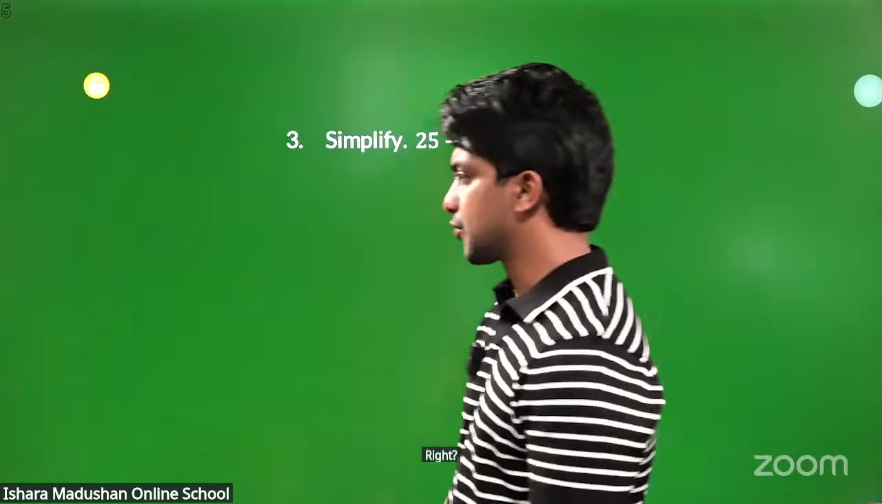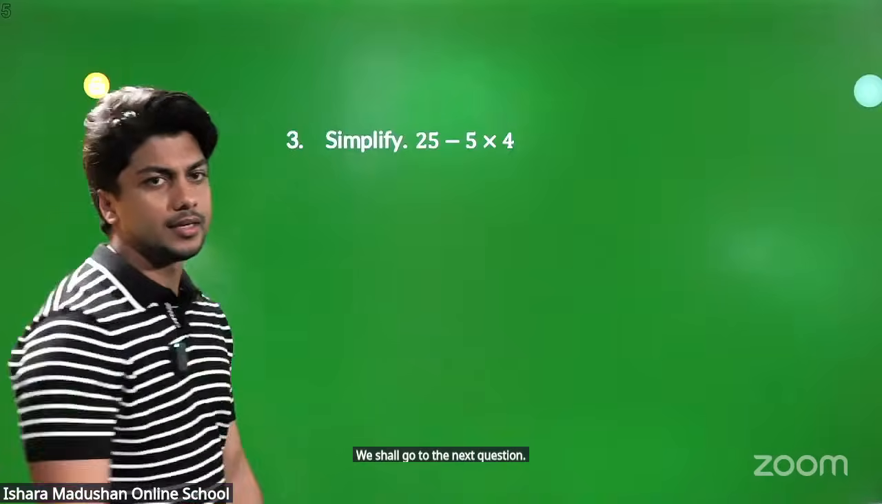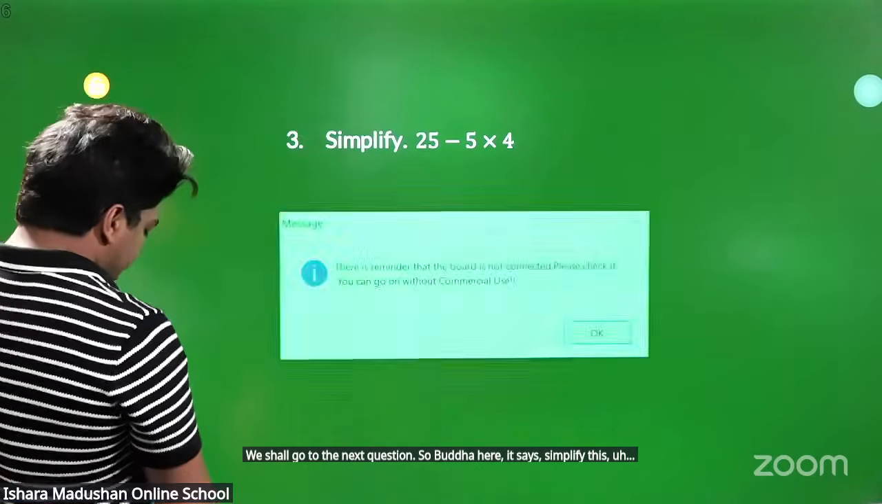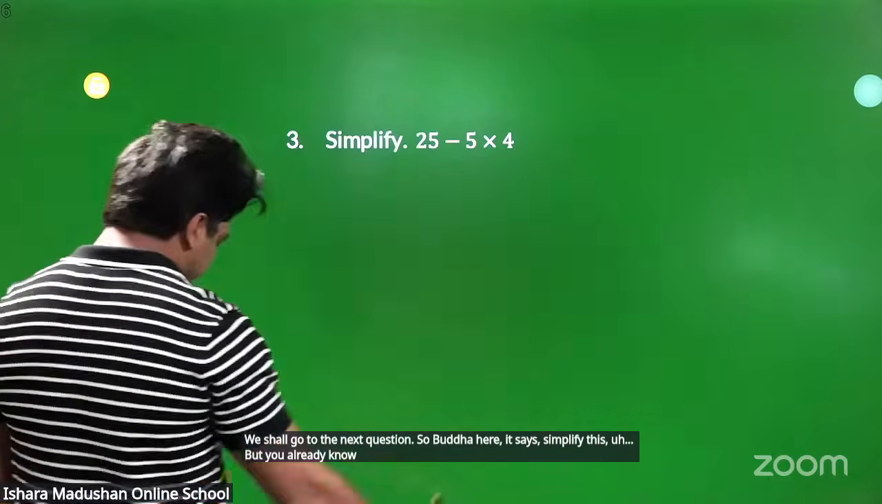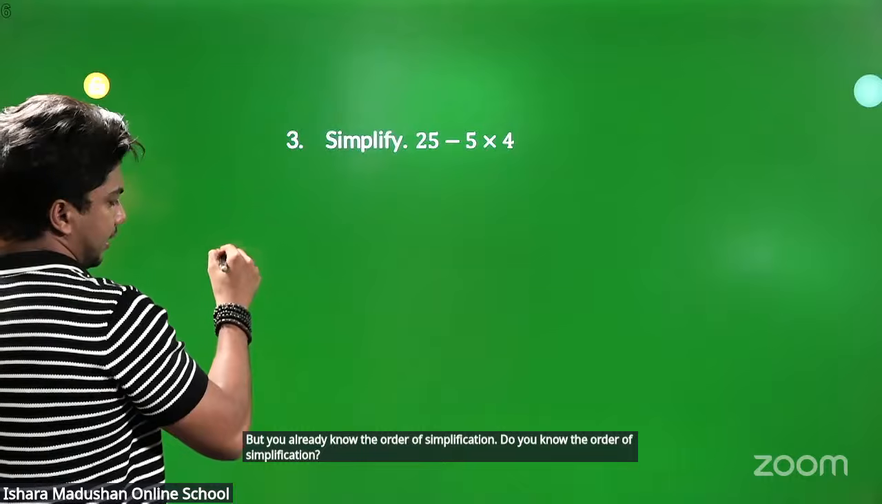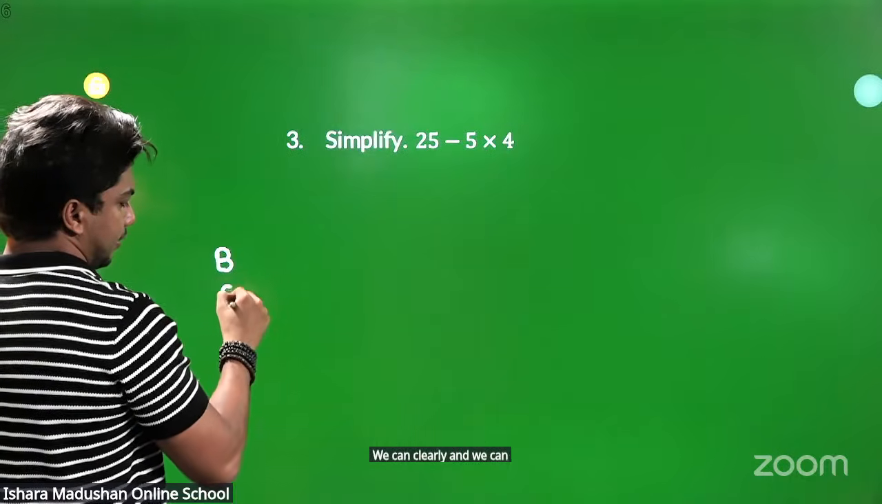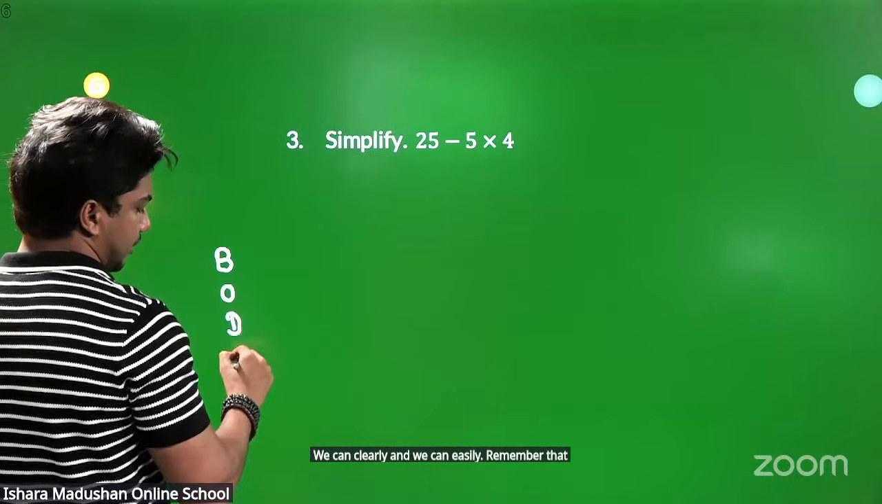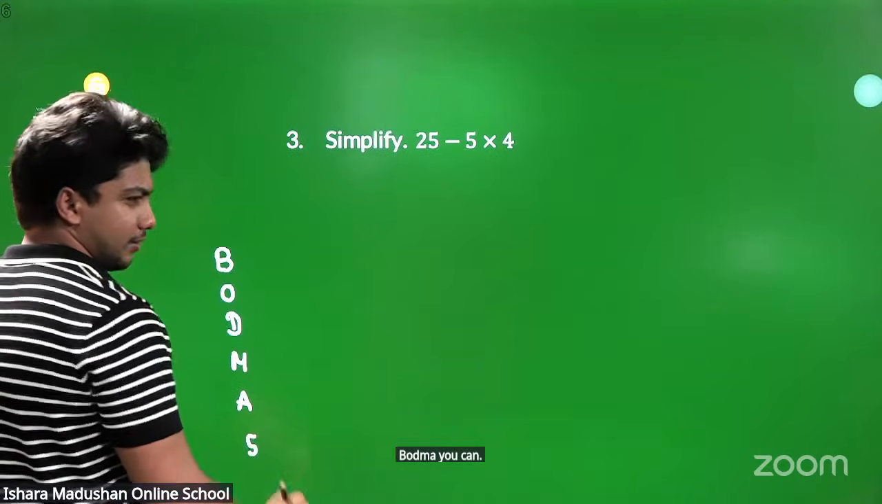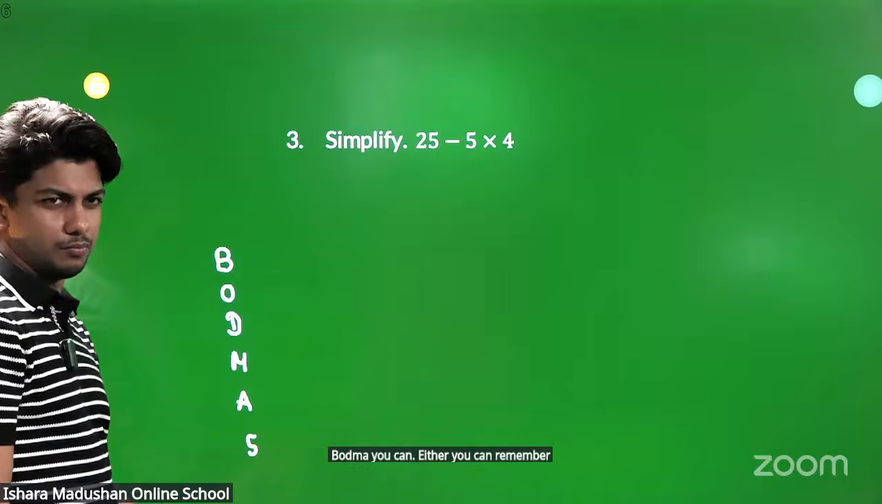We shall go to the next question. So Buddha, here it says simplify this. You already know the order of simplification. Do you know the order of simplification? We can easily remember that method as BODMAS. You can remember the word BODMAS.